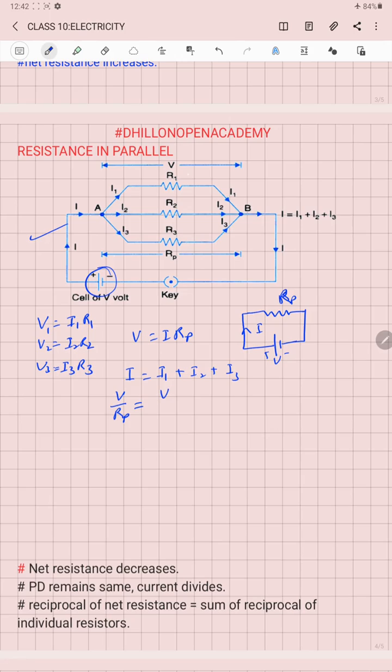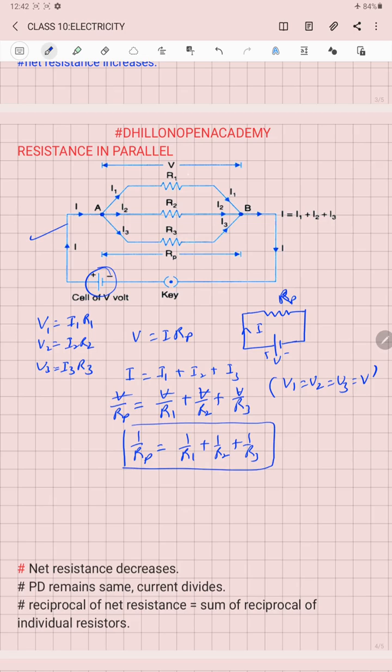I1 value will be V over R1. Now I am writing V over R1 because V1, V2 and V3 are all equal to each other, plus V over R2 plus V over R3. V is the same, so V gets cancelled. So we have 1 over Rp equal to 1 over R1 plus 1 over R2 plus 1 over R3. This is the net equation we were trying to find, which says that the reciprocal of the equivalent resistance is equal to the sum of the reciprocals of the individual resistances.